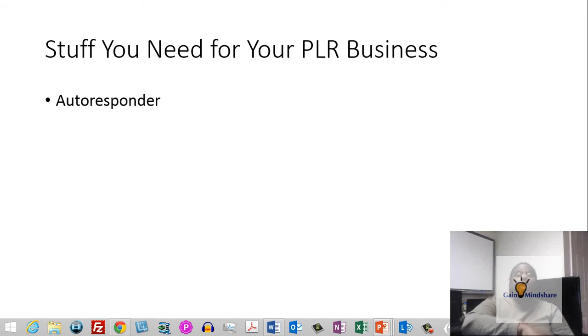We're talking about moving out of the self-employed quadrant and into the business owner quadrant, moving out of the employed quadrant and into the business owner quadrant, so that you don't have to be there to run everything. You have to have a list. You have to have an autoresponder. It needs to be reliable and it needs to deliver.